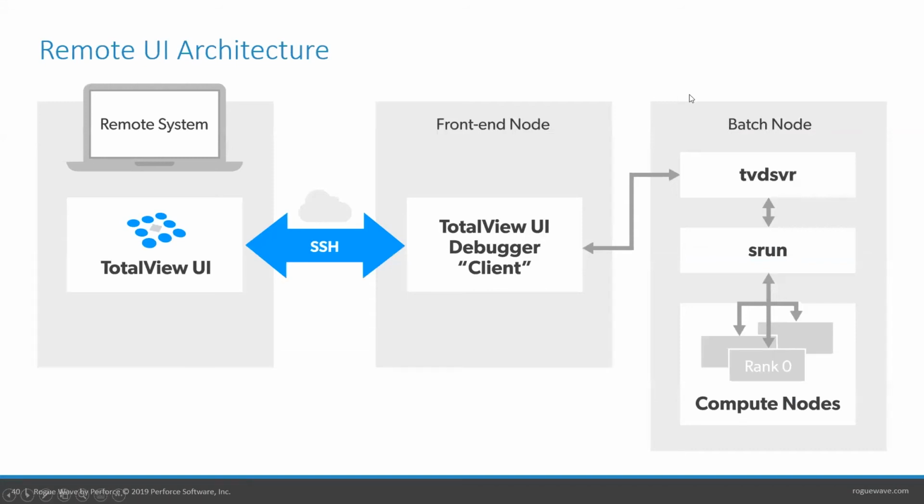So how it works, you have a front-end and back-end, basically batch nodes, and debugger now can have two parts of UI. First is on your remote system and on front node. And on front node, you start your applications and connect and debug from your remote system, from your laptop, basically. So it's very easy, straightforward.